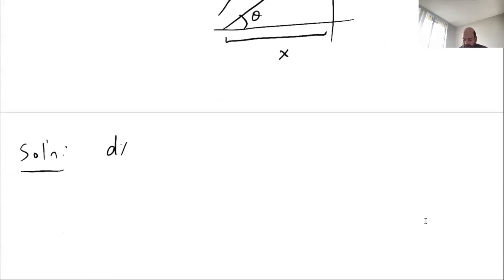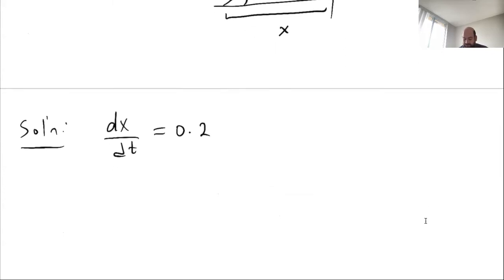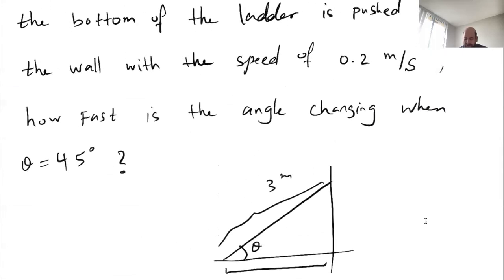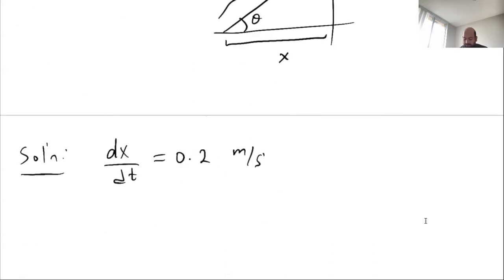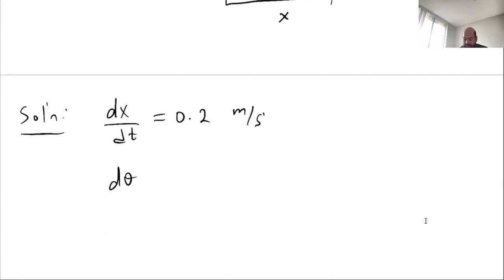So dx to dt is equal to 0.2 meter per second. What are we asked to find there? It says how fast. How fast means rate of change of the angle. Rate of change of angle, which means d theta to dt is asked at theta equals 45 degrees.